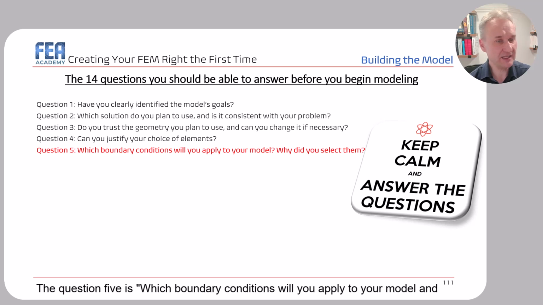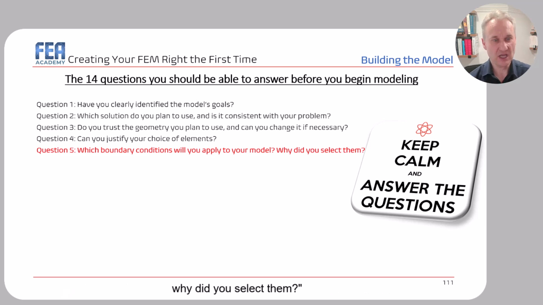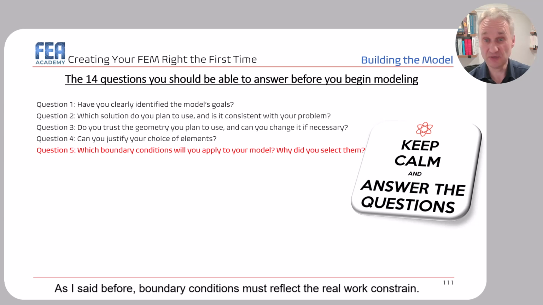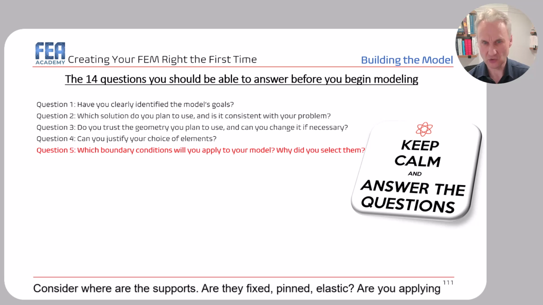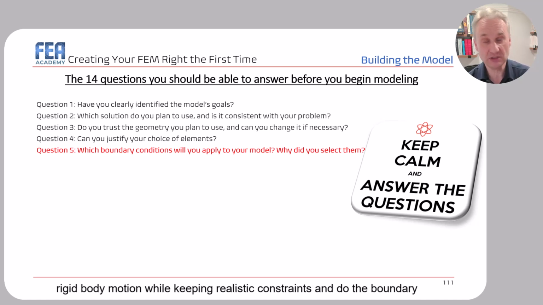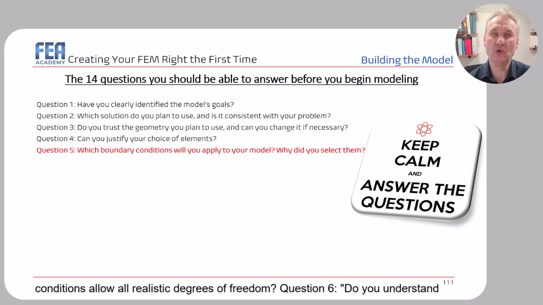The question 5 is, which boundary conditions will you apply to your model? And why did you select them? As I said before, boundary conditions must reflect the real-world constraints. So consider, where are the supports? Are they fixed, pin, elastic? Are you applying symmetric and anti-symmetric or cyclic symmetry conditions? Have you prevented rigid body motion while keeping realistic constraints? And do the boundary conditions allow all realistic degrees of freedom?